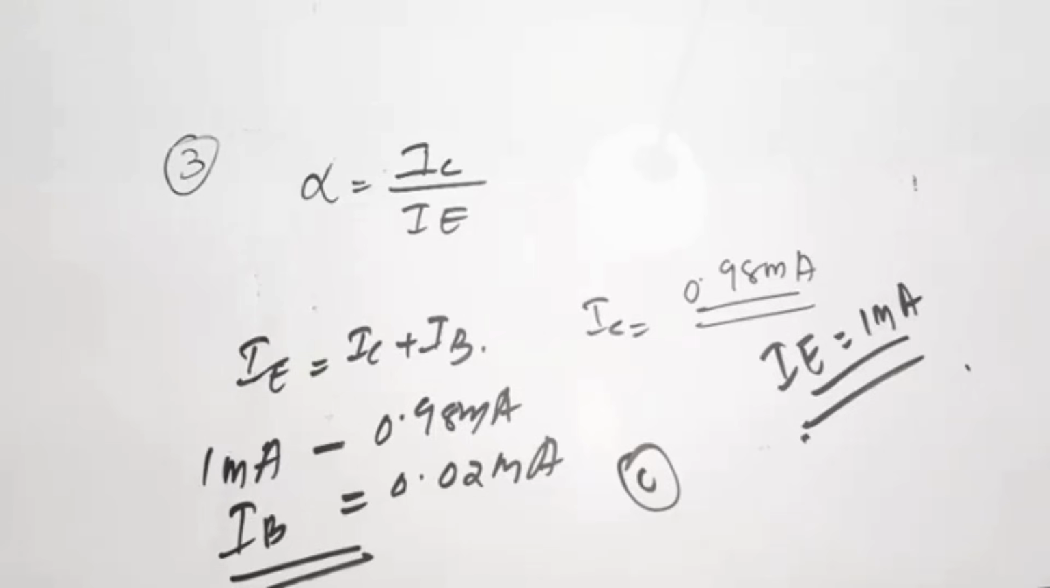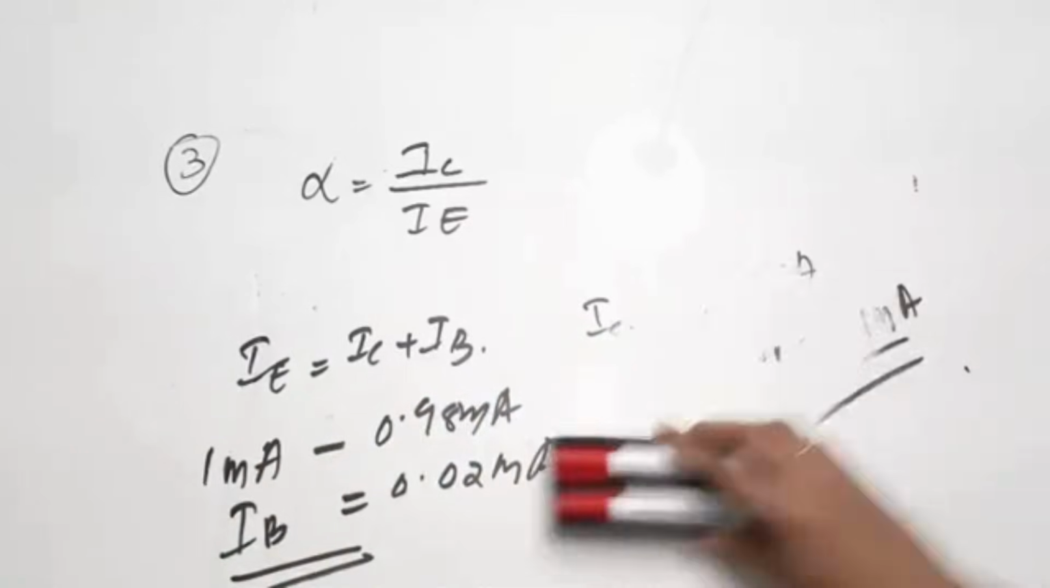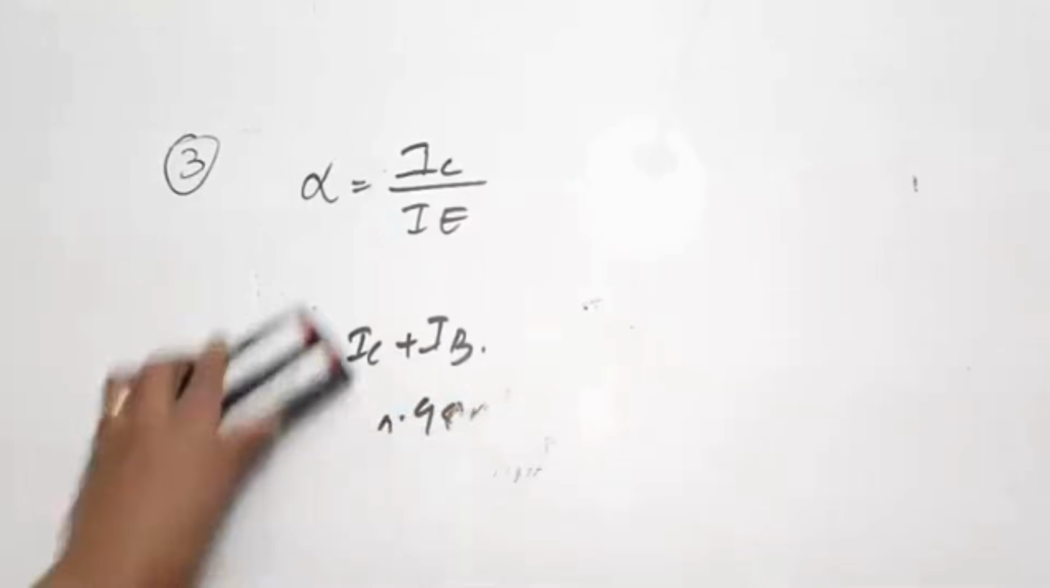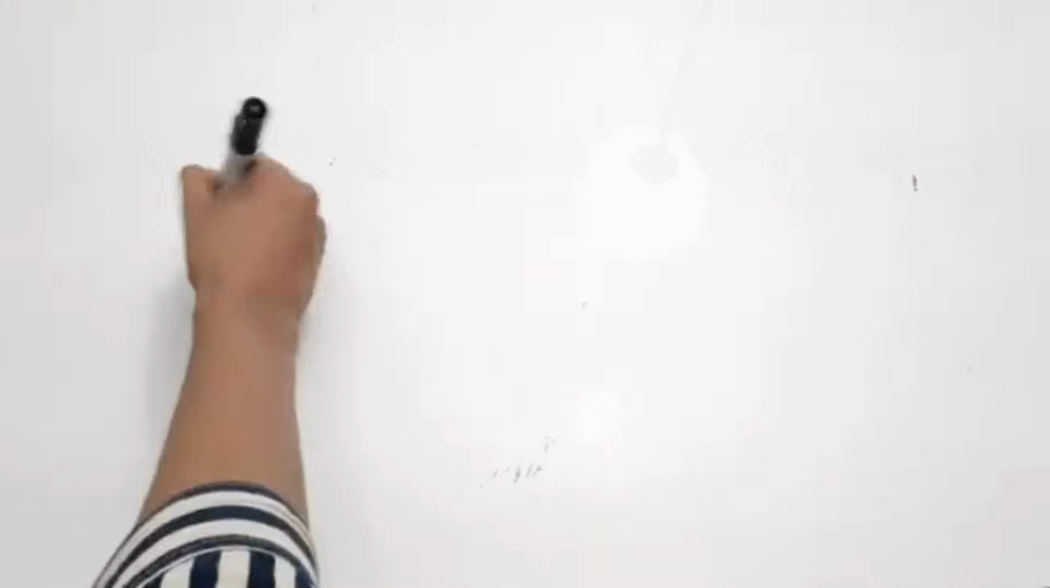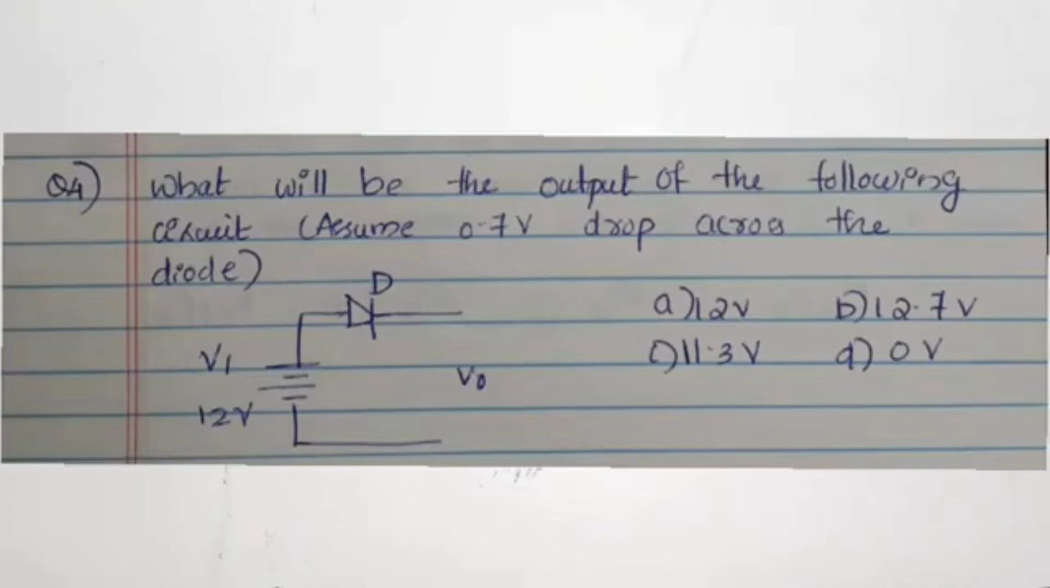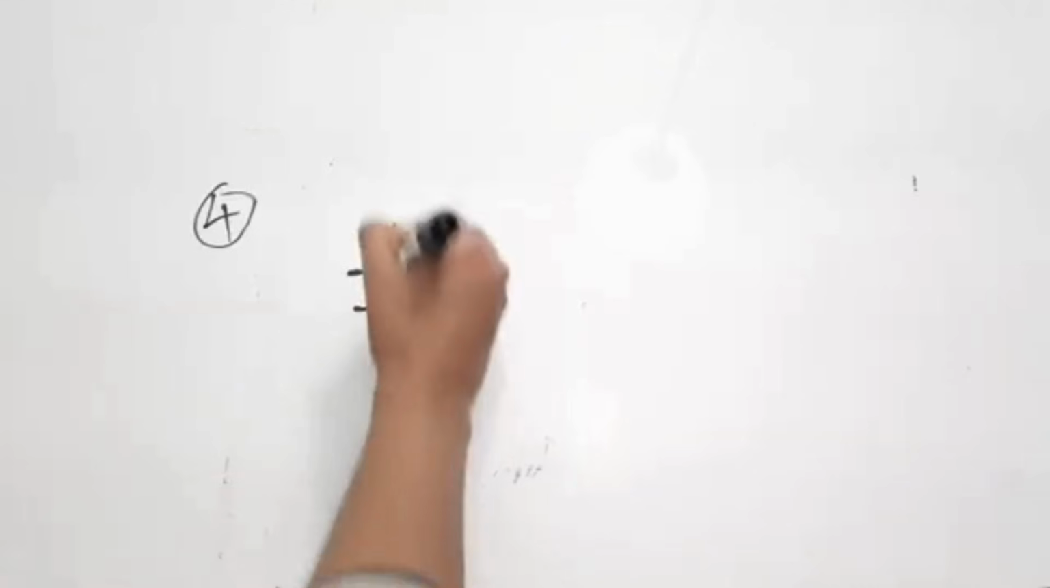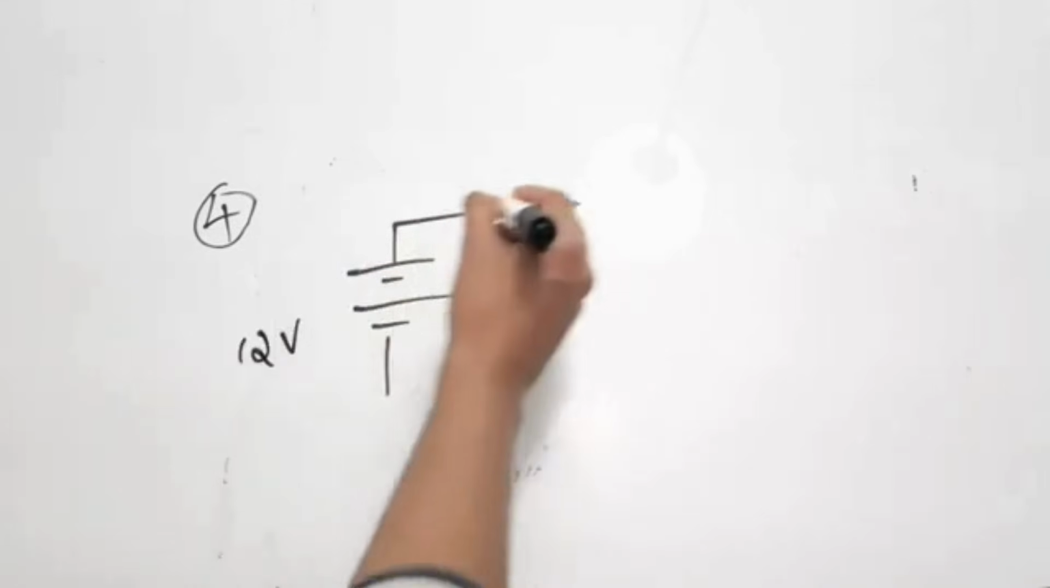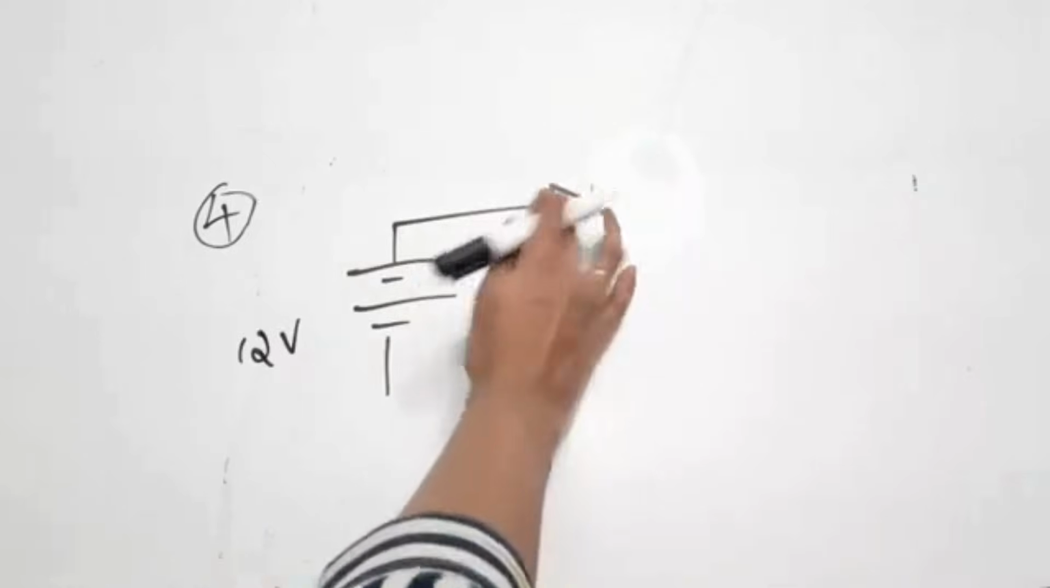Moving on to the fourth question. The fourth question is, what will be the output of the following circuit? Assume 0.7 volt drop across the diode. Okay, very simple question. This is the 12 volt source. This is a diode.